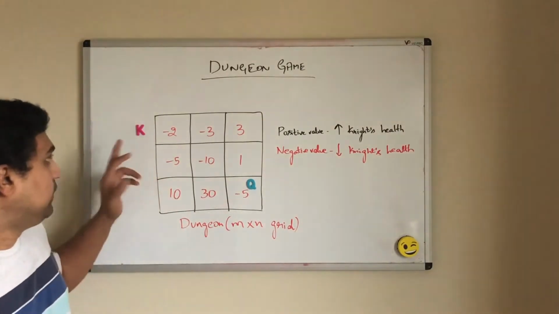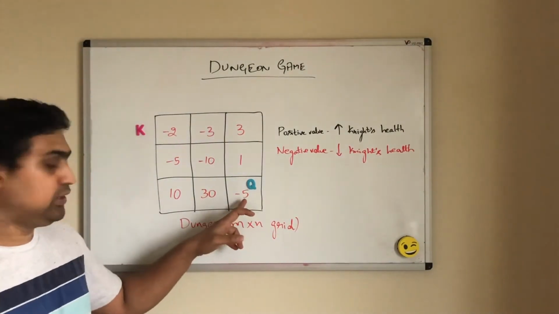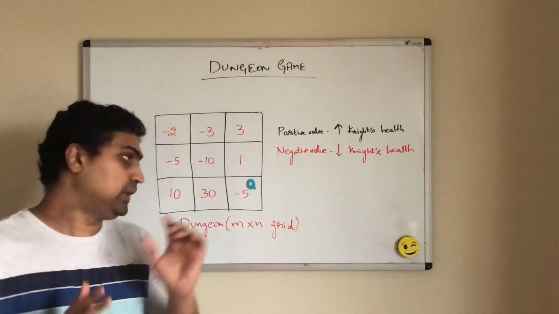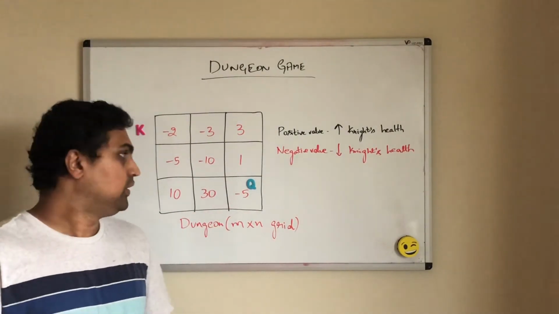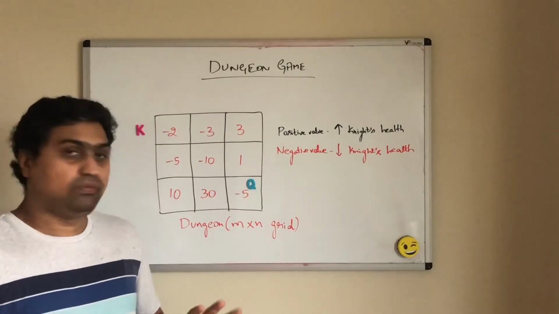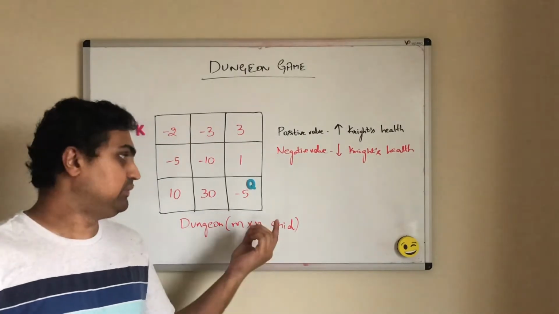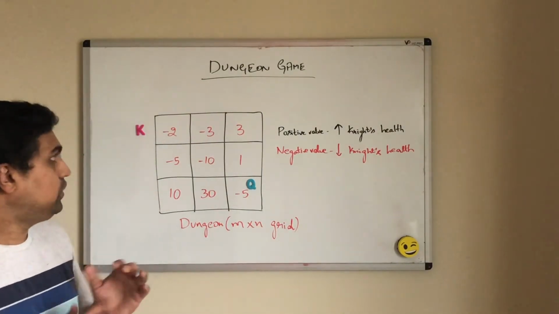Now, the knight's objective is to save the queen by reaching this bottom right corner cell with a health that is at least equal to 1. Minimum of 1. Now, our objective is to find the minimum health that the knight requires in order to save the queen. So, what do I mean by that?